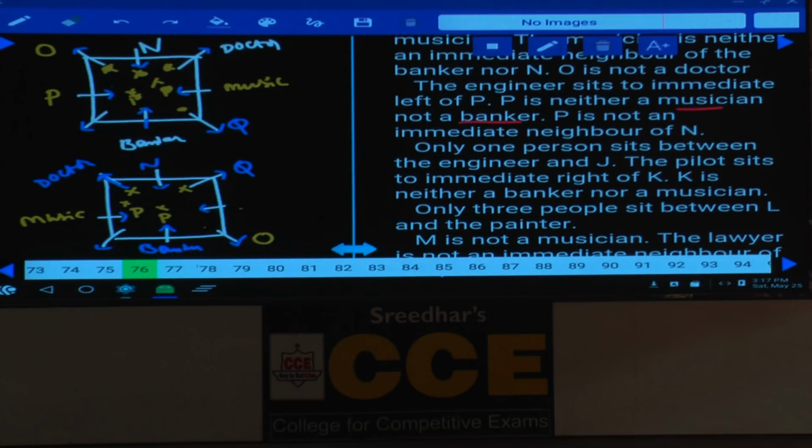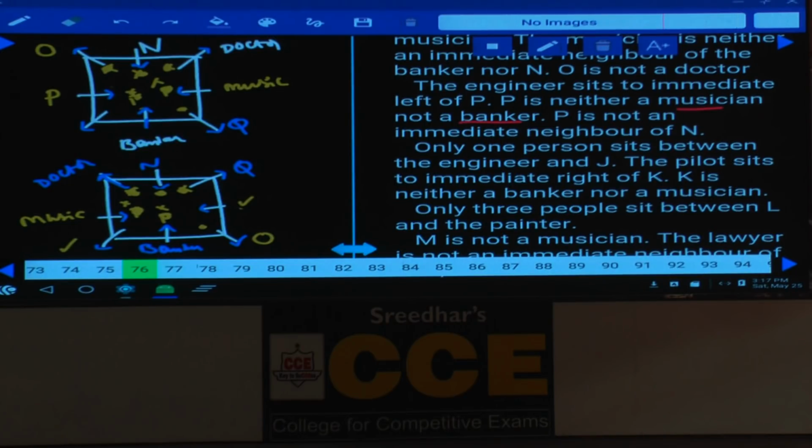Now again in the second case, this P cannot be here too, cannot be in the place of N, 3, and cannot be the musician, 4, cannot be the 5, and cannot be here, 6, isn't it? Now, P is not an immediate neighbor of N. As P is not an immediate neighbor of N, tell me what are the different possibilities we have? P can be either at this place or at this place.